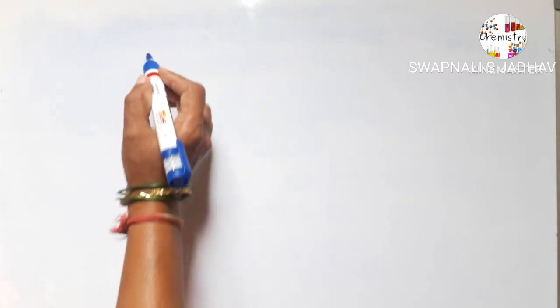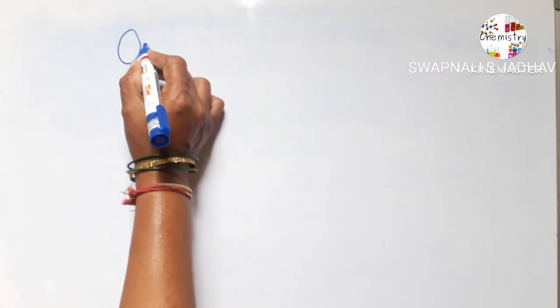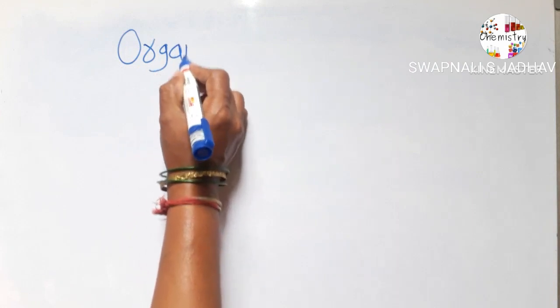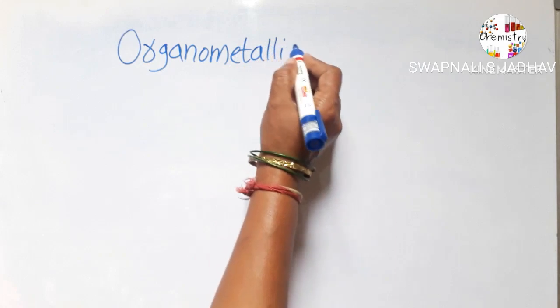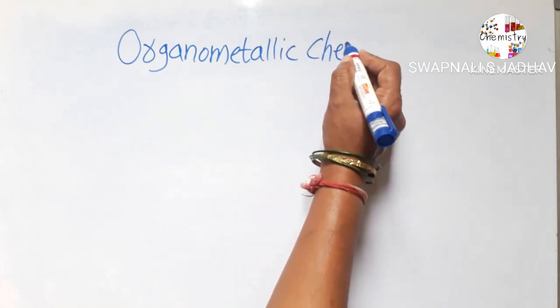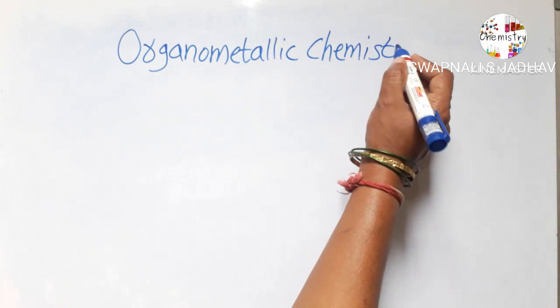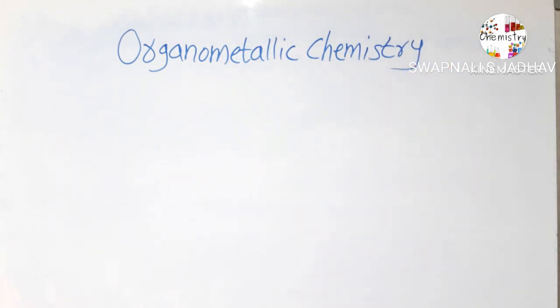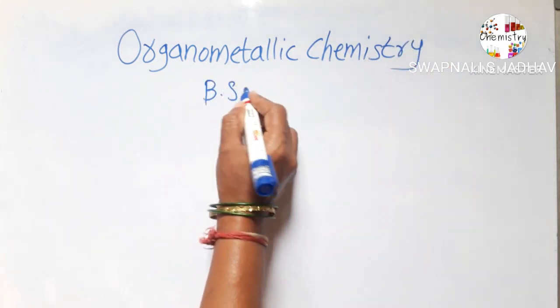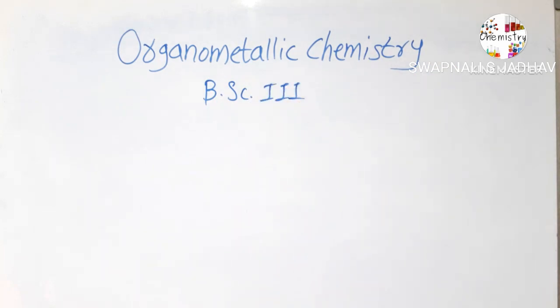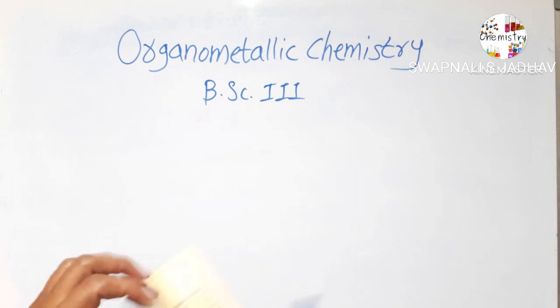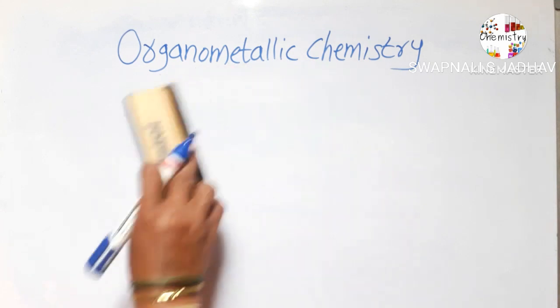Hello friends, now we see the topic Organometallic Chemistry. This topic is included in the B.Sc third year chemistry syllabus from the paper Inorganic Chemistry. Okay, so let us start the topic Organometallic Chemistry. So first we see the introductory part.